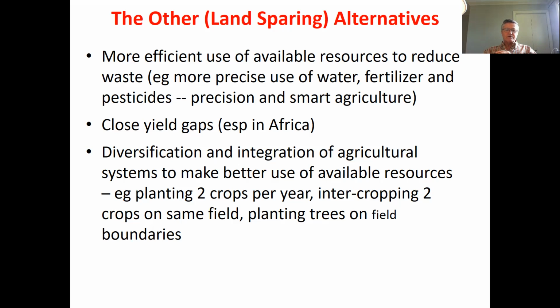We can also have diversification and integration of agriculture systems to make better use of available resources. So this might be something like producing 2 crops per year rather than 1 crop per year. If we can shorten the production cycle of crops from, say, 100 days to 80 days, there are places where double cropping becomes possible. It probably doesn't become possible in northern Alberta, but it does become possible perhaps in some of the Midwest in the United States. We can also intercrop, so grow 2 crops in the same field. And I'll show an example of that. And we can plant, for example, trees on field boundaries. So there are kind of a bunch of things that we can do in addition to just increasing yields.